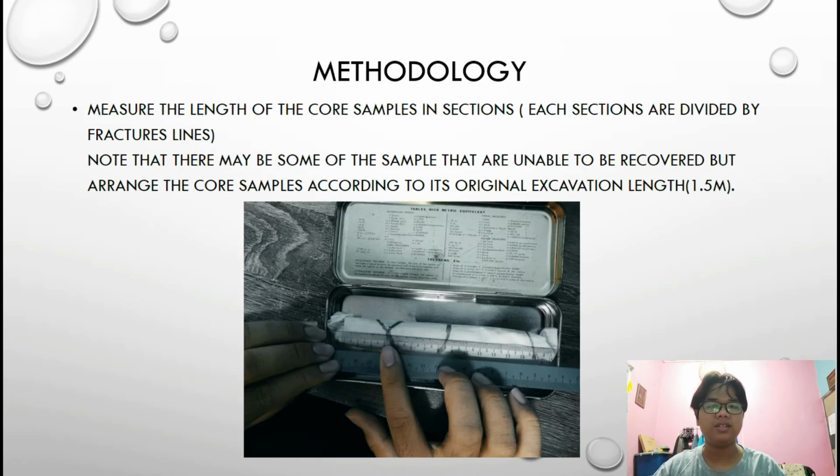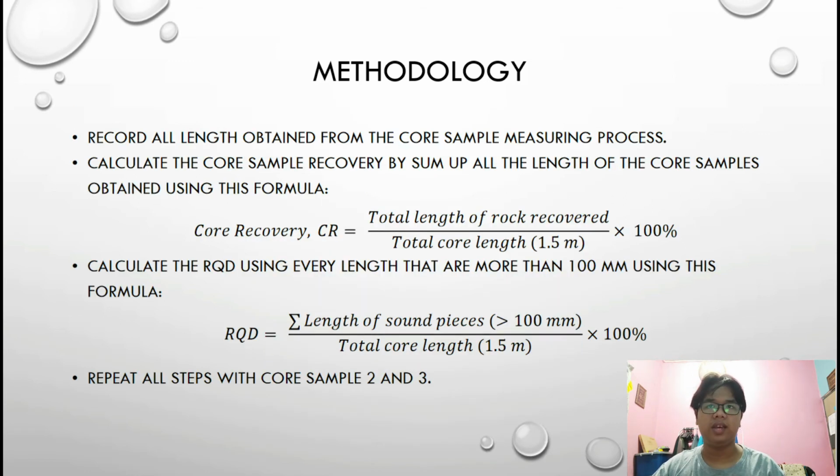Then, we measure the length of the core samples in sections. Each section is divided by the fractured lines. Note that there may be some of the sample that is unable to be recovered, but we still arrange the core samples according to their original excavation length in the core barrel. Then, we will record all lengths obtained from the core sample measuring process.